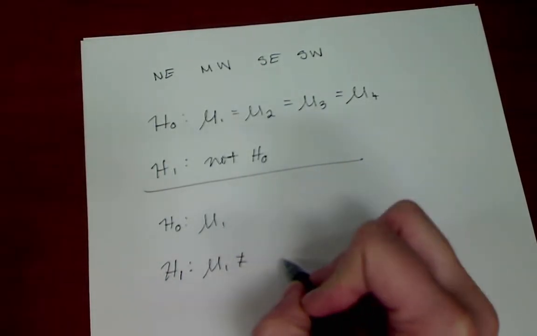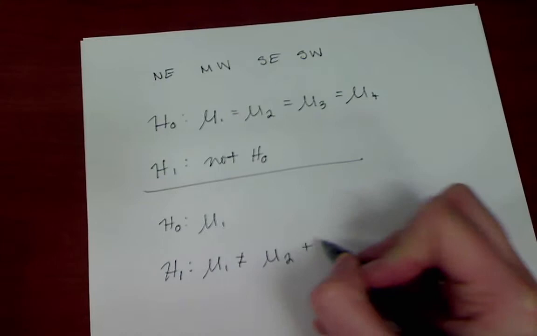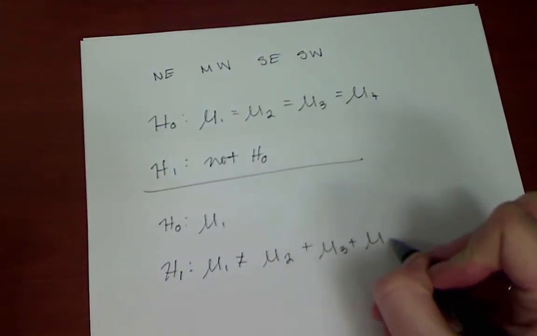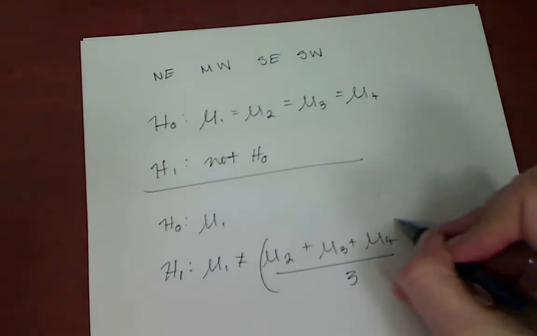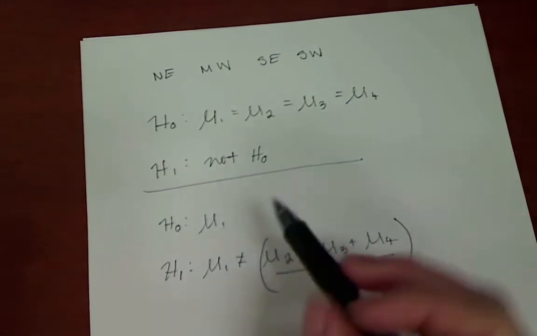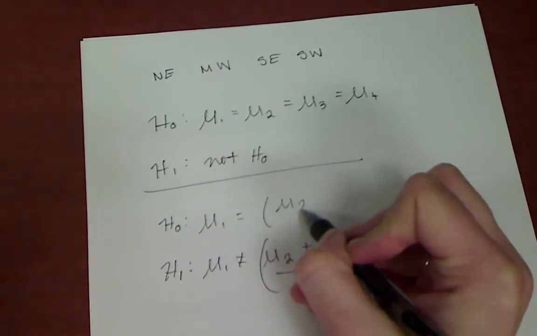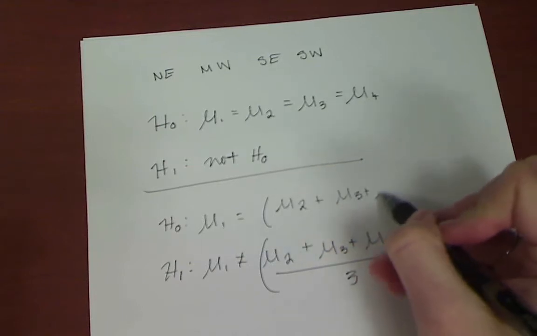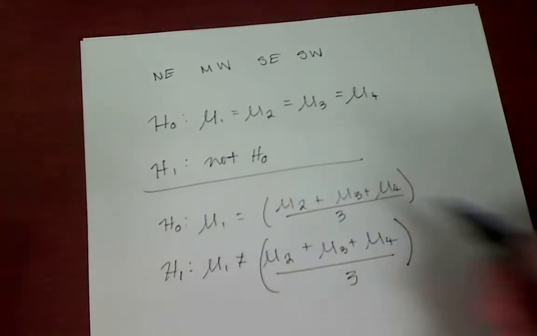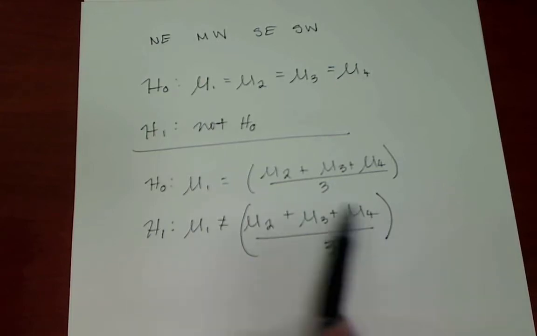So what we have here will be different from the rest of these, and so it'll be mu2 plus mu3 plus the mean of the fourth, divided by 3, right? We're just saying that this is going to be different from the mean of all of these. And since there are 3 groups, we divide by 3 for that to be the mean. Okay? And then for the null, it's the same thing except it will be equal to it. So again, the alternative hypothesis is that the mean of the first group is not equal to the mean of these 3 groups.